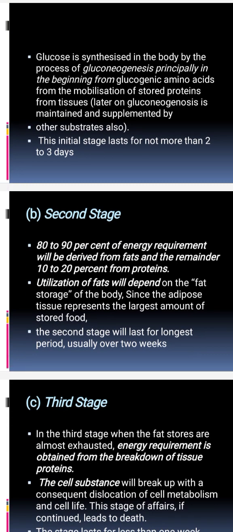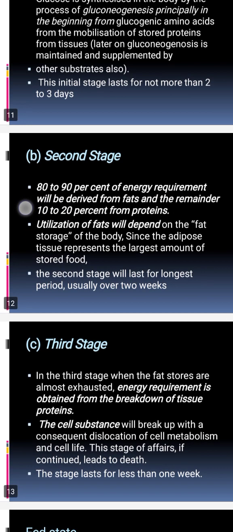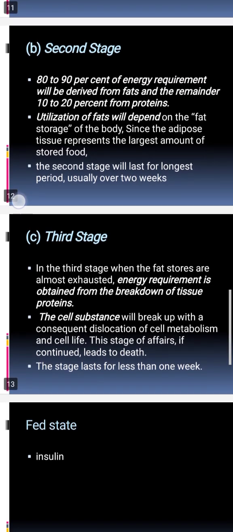In the second stage, 80 to 90% of the energy requirement can be derived from fats, and the remaining 10 to 20% from proteins. Also, the utilization of fats will depend on the fat storage of the body, since the adipose tissues represent the largest amount of the stored food. The second stage, of course, will last for the longest period, usually over 2 weeks.